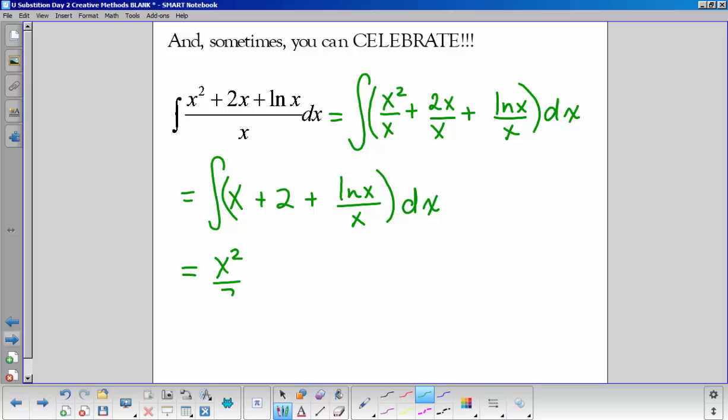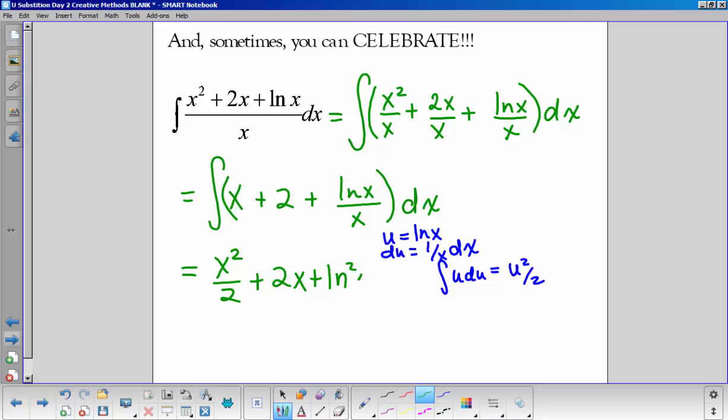X squared over 2 plus 2x. Now, this we're going to have to use U-sub here. You see a function and its derivative here? We could let u equal what? ln x, good. du is 1 over x dx. So this turns out to be the integral of u du, which is u squared over 2, right? So I can say that this is going to be plus natural log squared of x over 2.